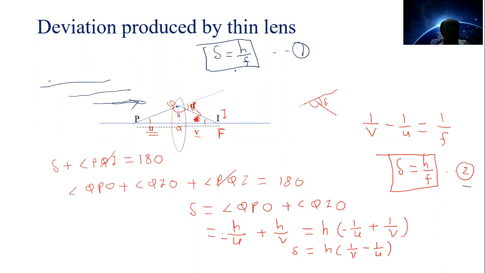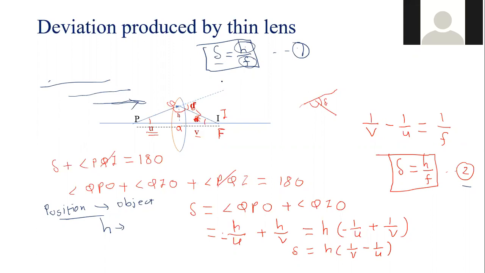The difference, what we can say here, the deviation does not depend on the position of the object. Deviation produced by the lens does not depend on the position of the object. It does not depend on the position of the object, but it depends on what? Deviation depends on h and f. H means the height at which the light ray is incident on the lens.